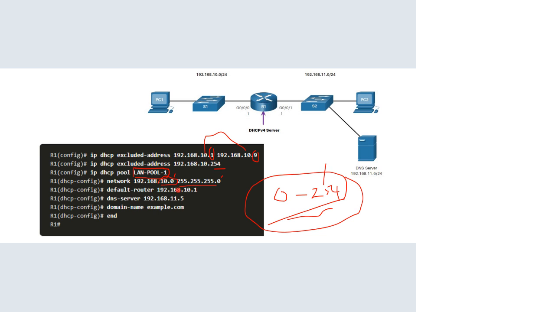So the default router is given .1, which was excluded up here. .5 has been given to a DNS server. Now you realize that the DNS server is on a different network because it's .11, so we don't even need to exclude it because it's not part of the pool that we are defining here. Then, of course, the domain name is that provided there. So this command here is able to define a DHCP process.